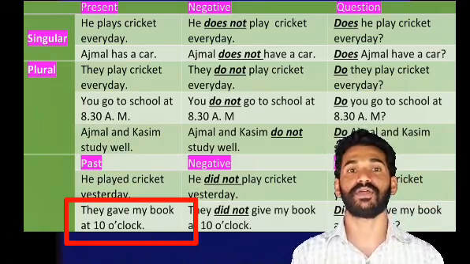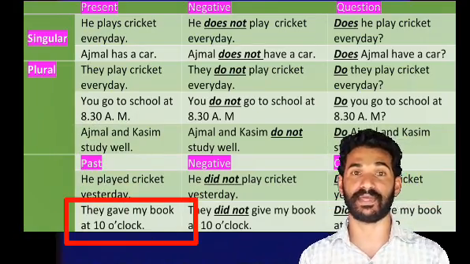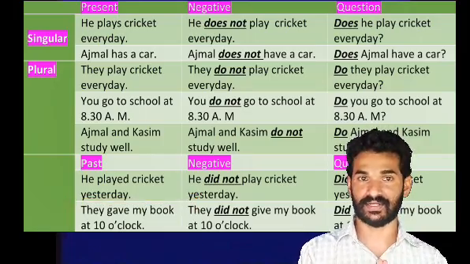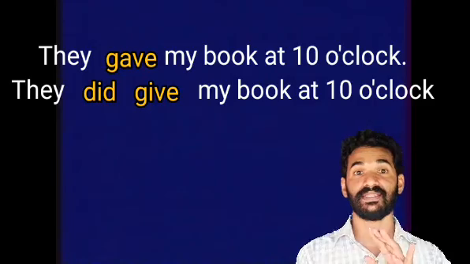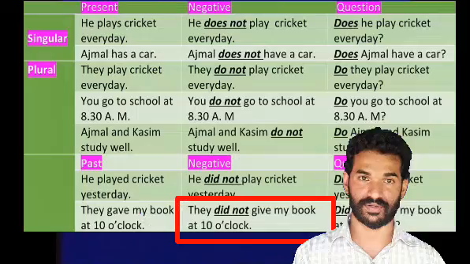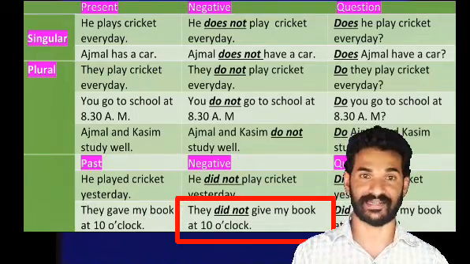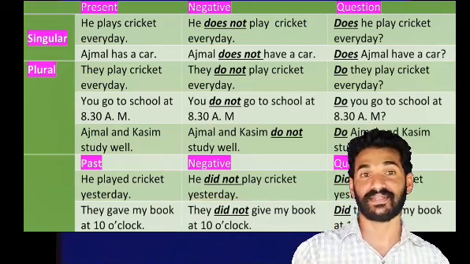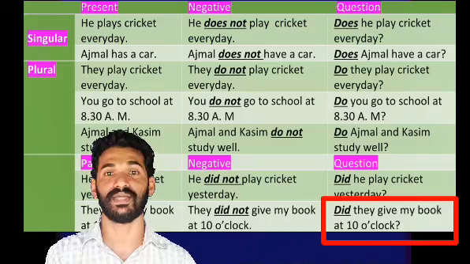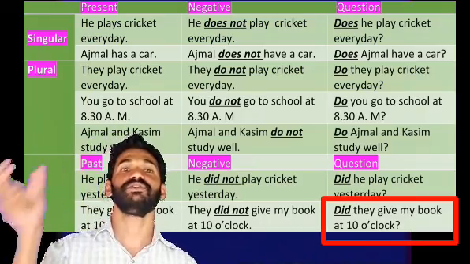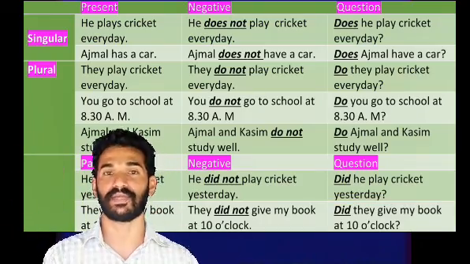And the last one. They gave my book at 10 o'clock. Here, gave. How can you split that word? They did give my book at 10 o'clock. Right? So the negative of gave is they did not give. Very simple. And to make questions, use did in the beginning, then it will become a question.